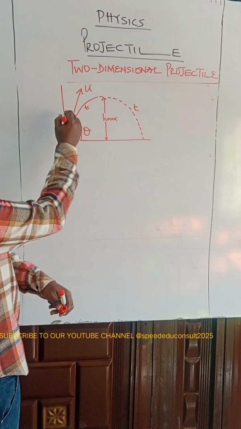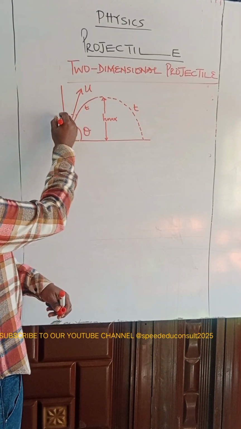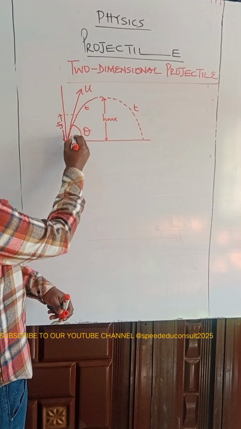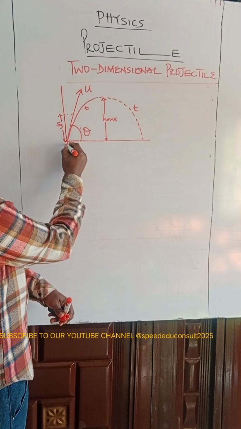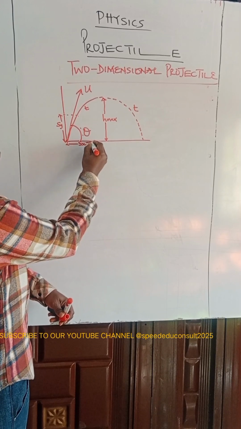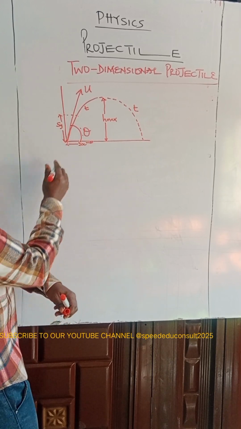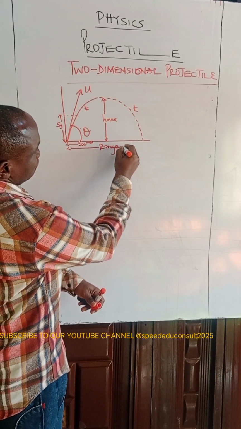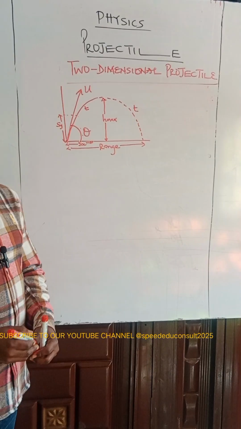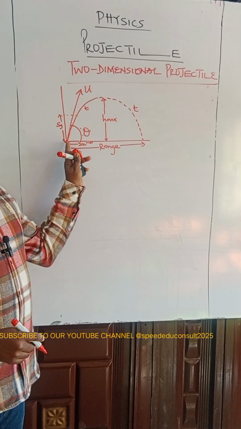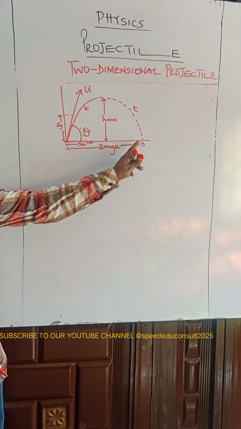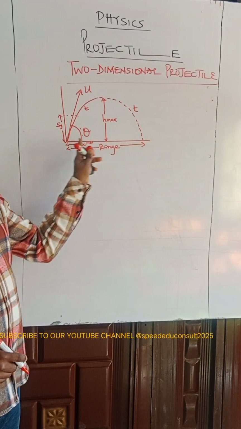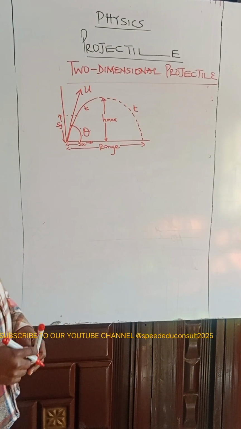But at this point, it has not attained the maximum height. We call it a vertical distance covered, while the corresponding horizontal distance covered. But the total horizontal distance covered here is what we call the range. We have already defined the range as the horizontal distance covered from the point of projection to the point of landing.